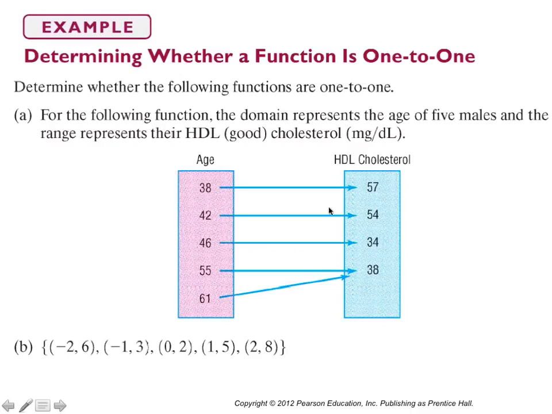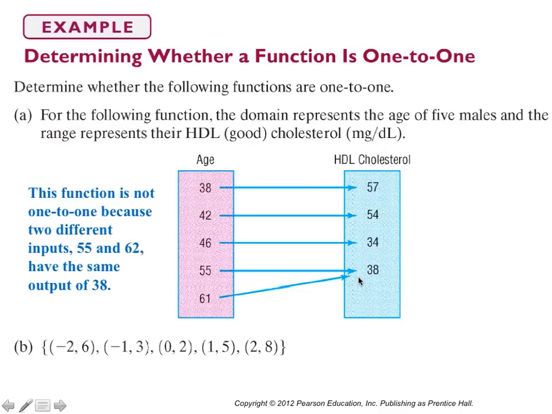Okay, so let's look at this one here. For the following function, the domain represents the age of 5 males and the range represents their HDL, which is their good cholesterol, given in milligrams per deciliter. So we have these different ages and we have their HDL cholesterol and we want to decide if it's one-to-one. And if we look at this, it's actually not because we have 2 different inputs, which are ages 55 and 61, which actually map to the same HDL cholesterol. So that one's not going to be one-to-one.